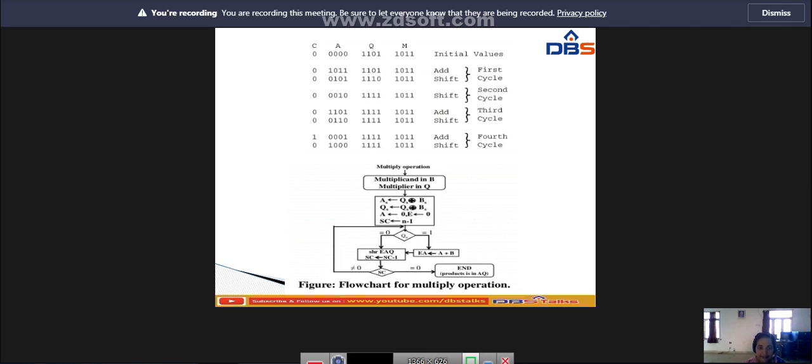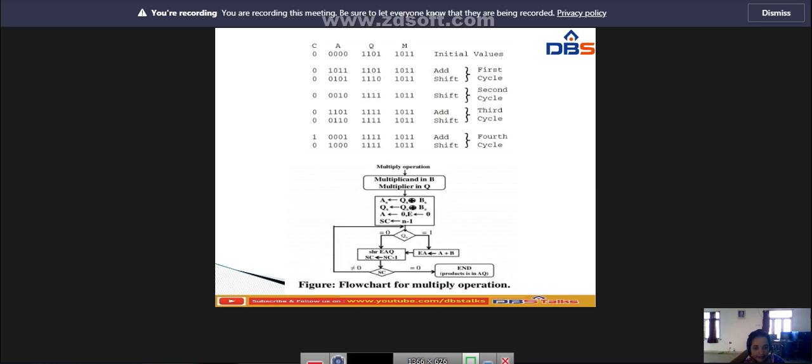This is the first cycle. In the second cycle my value will be 0 0 1 0, and in Q I have 1 1 1 1, and then 1 0 1 1. So this is the second cycle. We have 4 cycles, and in the 4 cycles we are shifting the values. This is the multiply operation, with the multiplicand in B and the multiplier in Q.